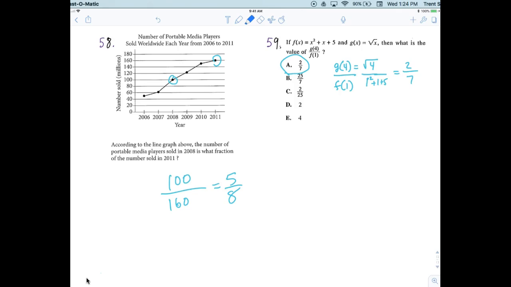Y'all know you can do that on your calculator. Do this for me on your calculator. Let me show you something. On your graphing calculator, watch how cool this is. Ready? Here we go, listen. On your calculator, I want everybody to do this for me. Pay attention. On your graphing calculator, I want you to type in 100 divided by 160. 100 divided by 160.